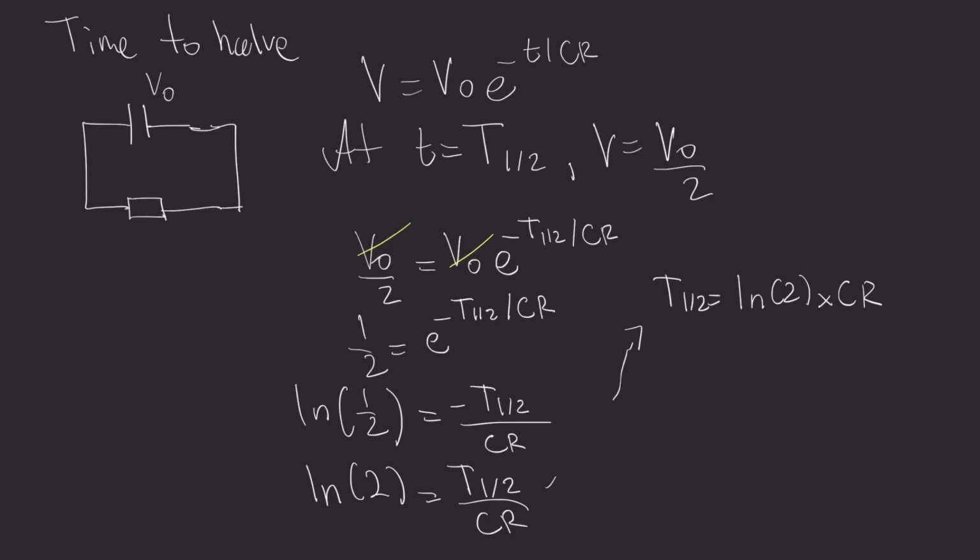So ln of 2 has a mathematical value, and the way it's typically given is 0.69. Multiply this by CR, and this here is the expression for the time for the voltage across the capacitor to halve. The same equation once again can be applied for the charge across the capacitor to halve and for the current in the circuit to decrease by that factor.